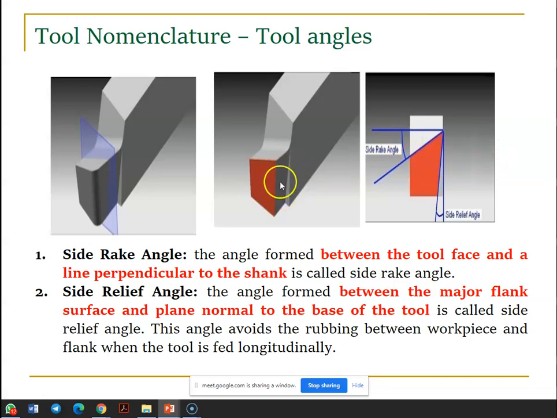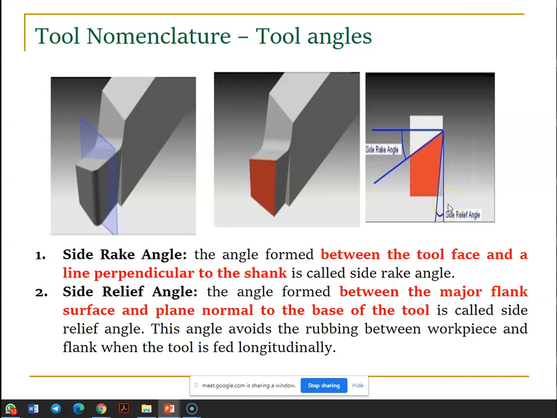Similarly, the angle formed between the major flank. We know that this side is the major flank. So the angle formed between the major flank surface and the plane normal to the base, right? This is the base, so I draw a line normal to the base. The angle between the major flank surface and the plane normal to the base of the tool is called the side relief angle.